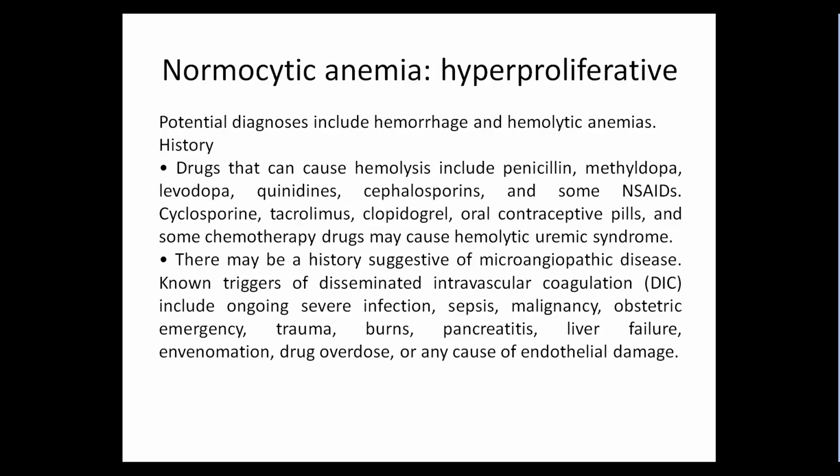There may be a history suggestive of microangiopathic disease. Known triggers of disseminated intravascular coagulation include ongoing severe infection, sepsis, malignancy, obstetric emergency, trauma, burns, pancreatitis, liver failure, envenomation, drug overdose, and any cause of endothelial damage.